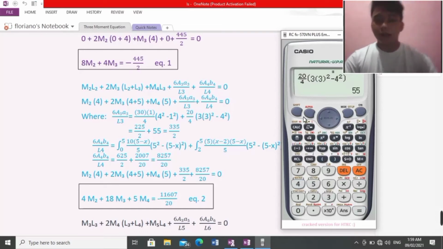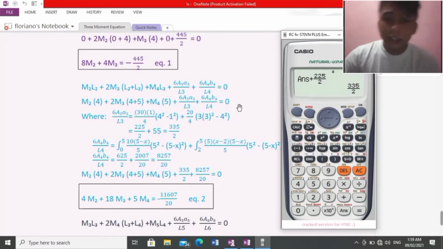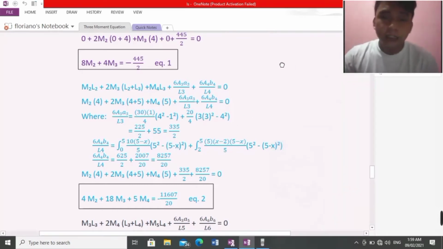So, tama. I-add ko na lang yung 55 sa 225 all over 2. 225 all over 2 is 335 all over 2. So, tama yung nakuha natin. Meron na tayong moment factor sa left span. So, dito naman tayo sa right span.